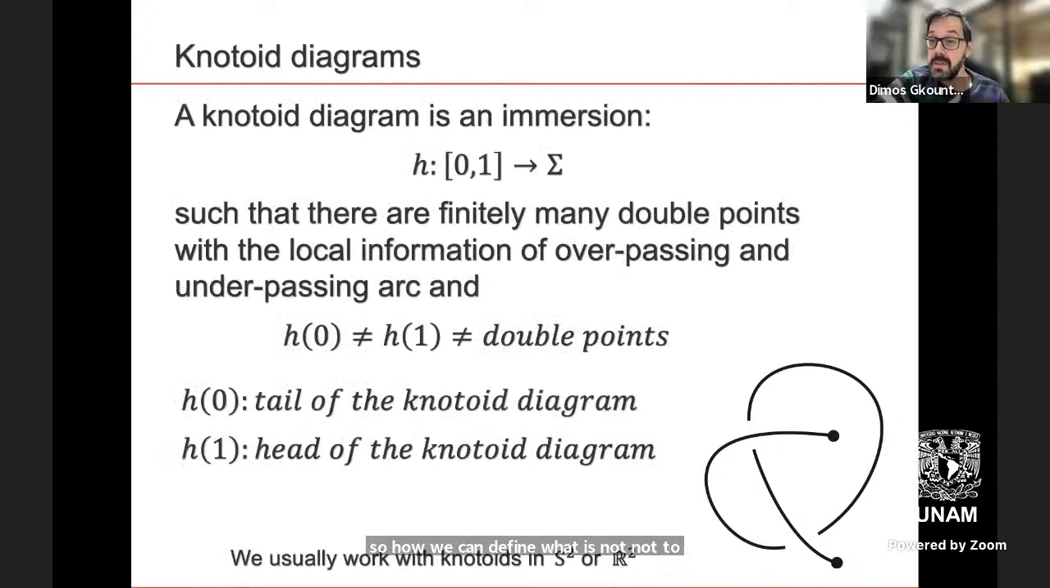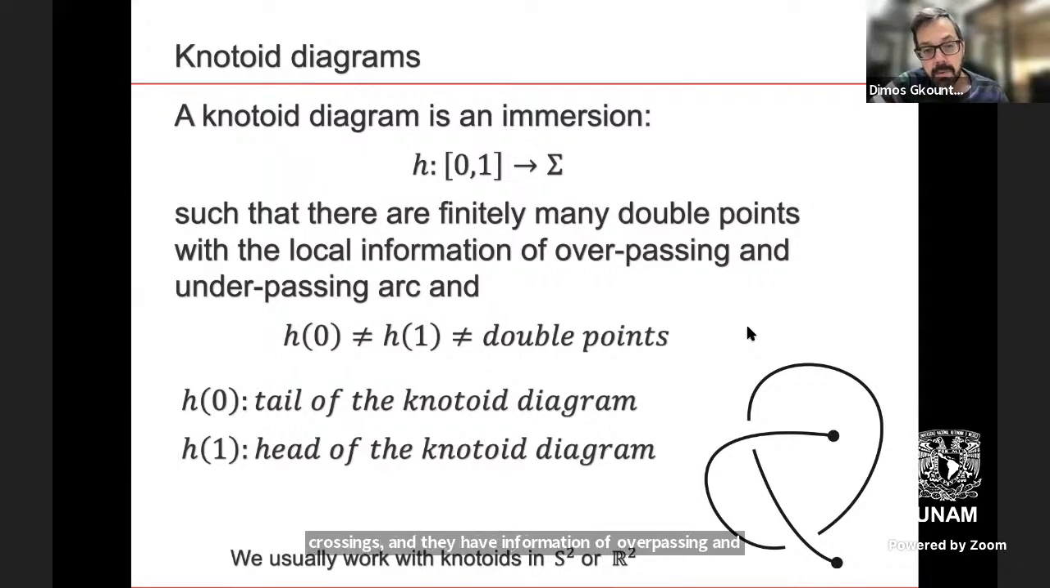A notoid diagram is much similar to a knot diagram. It's an immersion of a closed interval, now [0,1], to an oriented surface. And much similarly to a knot, there are finitely many double points, which are the crossings, and they have information of overpassing and underpassing arcs. And we also have to make sure that this immersion keeps the endpoints mapped somewhere other than the double points. So we cannot map the endpoints of the diagram on our crossings.